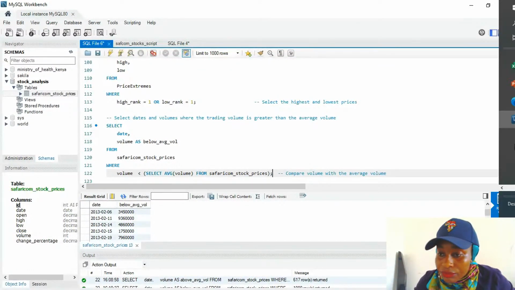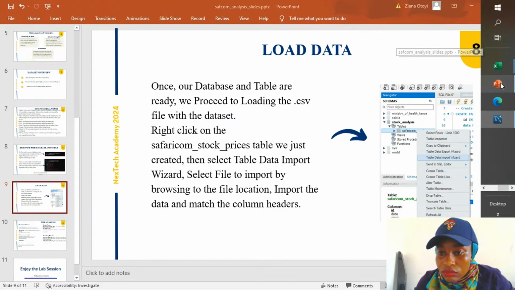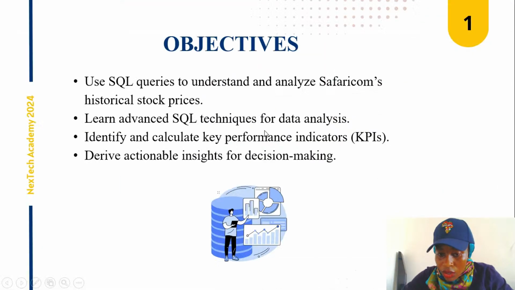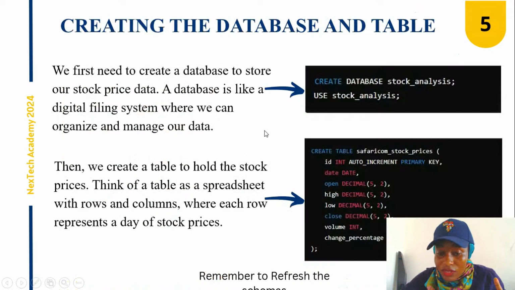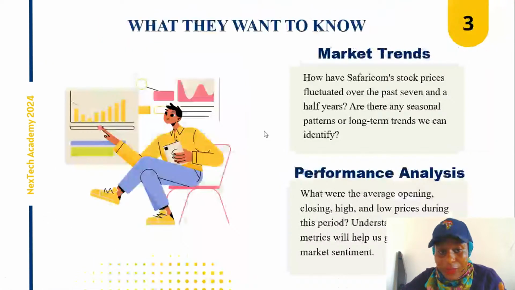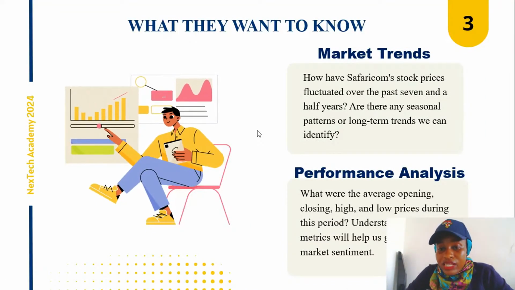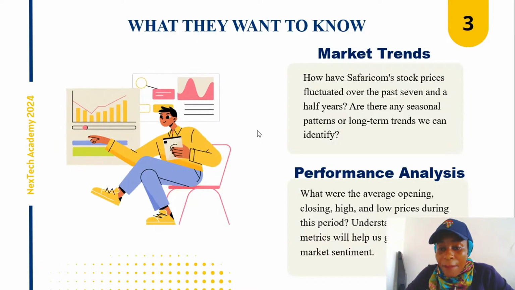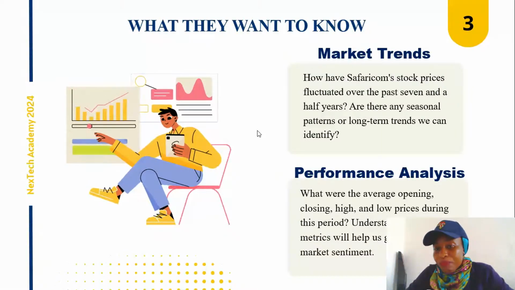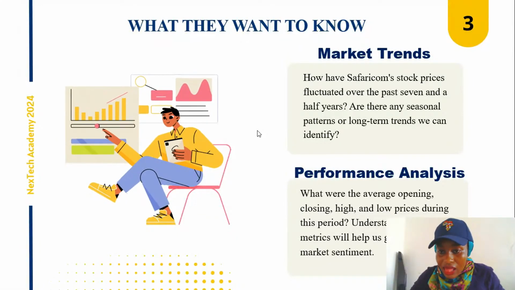And now just to go back to our PowerPoint to check if we have answered everything that we were supposed to answer with our queries. Though we haven't visualized it for the company to understand, at least we have seen how we can do this using SQL. So the first thing we wanted to do was look at market trends and see how the prices have fluctuated over the past 7.5 years. And I think we have done that.